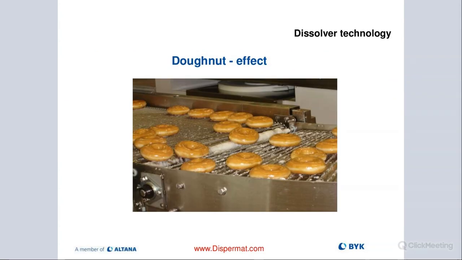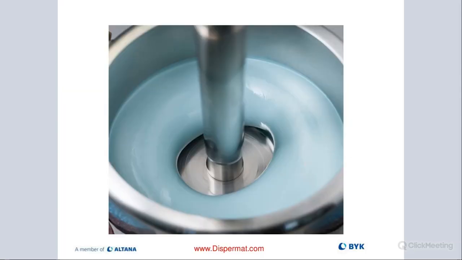And that donut effect I mentioned earlier, it really is called that because when you look inside of the container, if you're optimizing all the parameters, you should see an actual donut being formed. And that's a good picture right here. That's what that looks like.